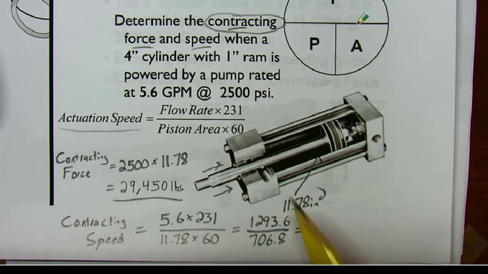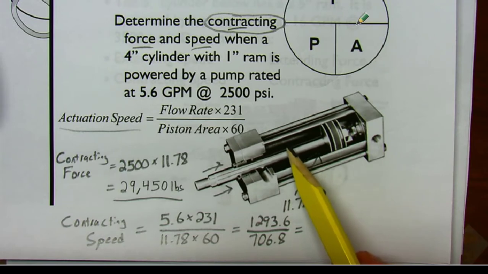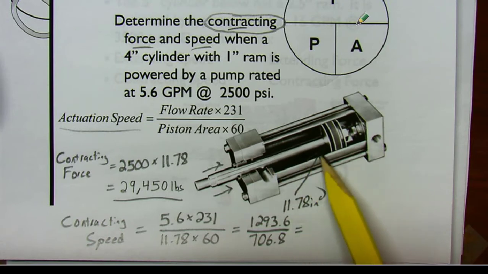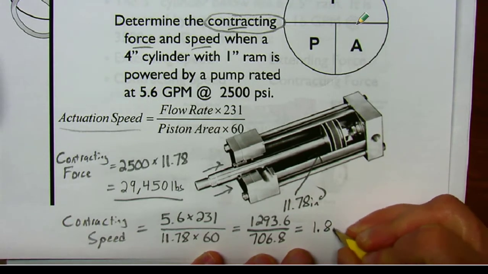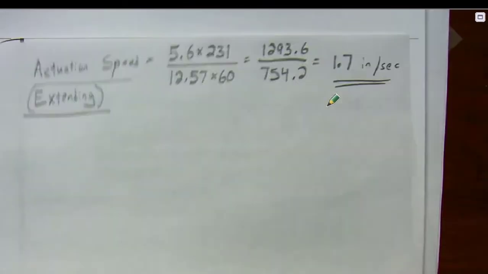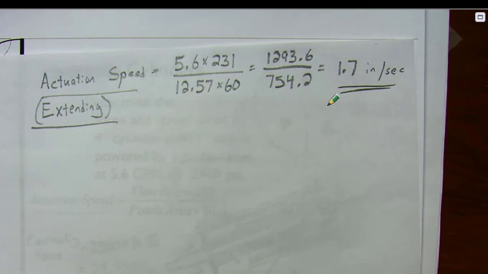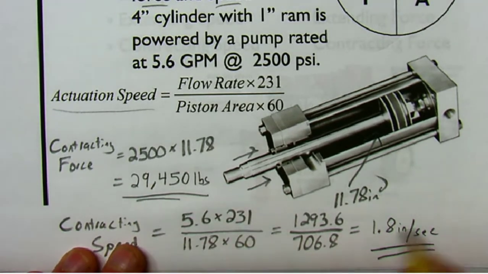Now when we divide that, what are you expecting? Are you expecting the speed to be faster or slower? Well, if you think about it, when the hydraulic fluid goes back in, the ram is taking up some of that volume. And so it doesn't take as much hydraulic fluid to fill the space because the ram occupies some of it. And that means that that ram is going to zip back in a little bit faster. And that turns out to be about 1.8 inches per second, which again is a little bit faster than we got when we were extending, and that was only 1.7 inches per second. So same math, but all done with a smaller area results in less force, but higher speed.